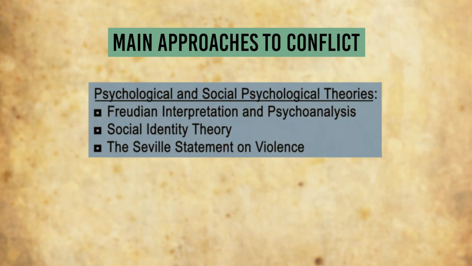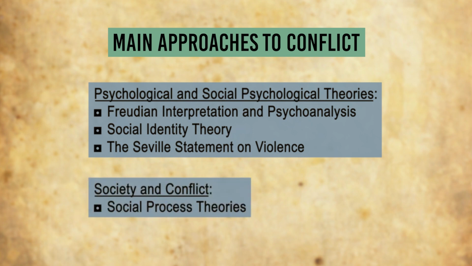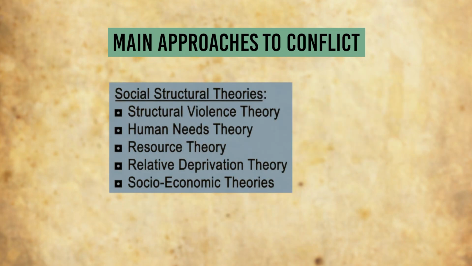Next, psychological and social psychological theories. What are they? Freudian interpretation and psychoanalysis, social identity theory, the Seville Statement on violence. Next, society and conflict. Here, it includes the social process theories. Next, social structural theories. This includes structural violence theory, human needs theory, resource theory, relative deprivation theory, and socio-economic theories. Finally comes the formal theories. Now let us get into a bit of the detail of all these theories that were mentioned.